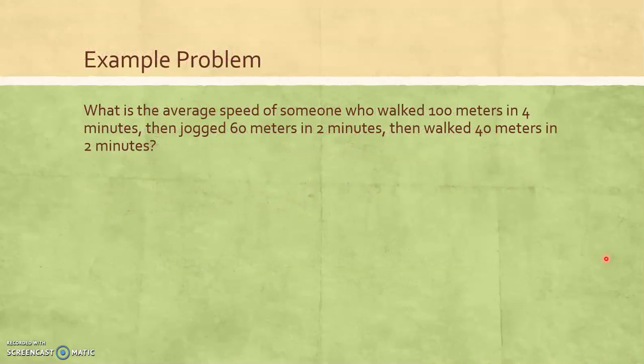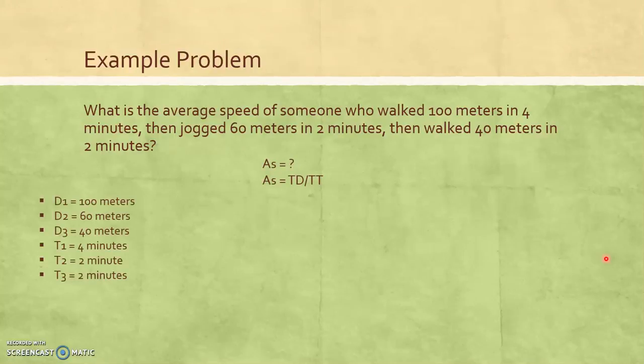And here's an example for that. What is the average speed of someone who walked 100 meters in 4 minutes, then jogged 60 meters in 2 minutes, then walked 40 meters in 2 minutes? So I'm looking for average speed, and I know that average speed is total distance divided by total time. So here are the numbers that I know. Distance 1, distance 2, distance 3, I got all of those from the problem. Same thing with time 1, time 2, and time 3.